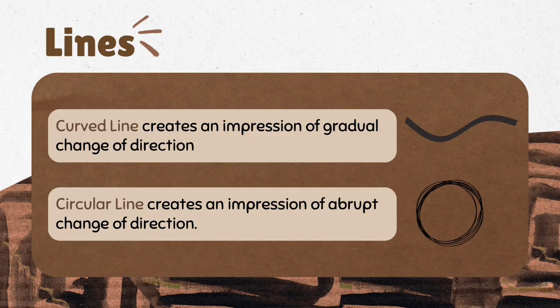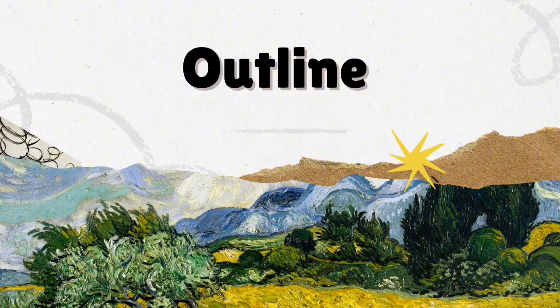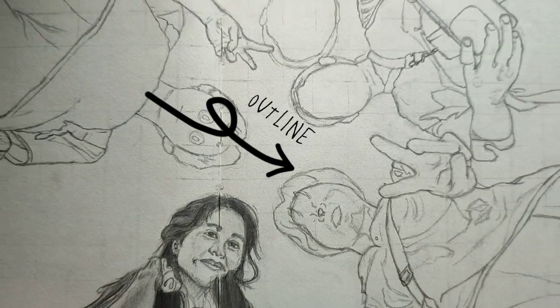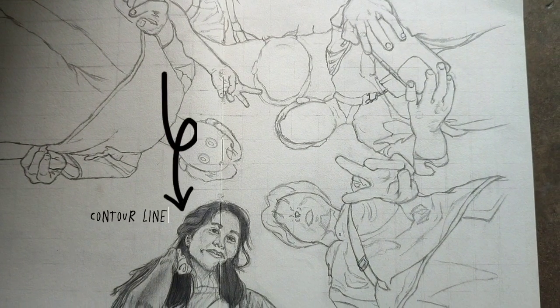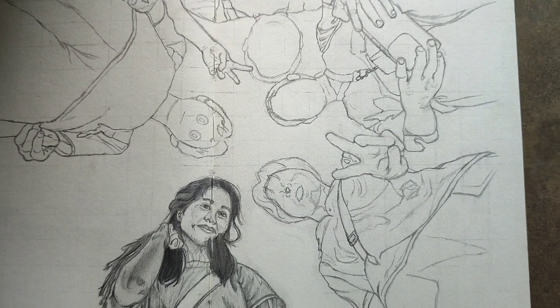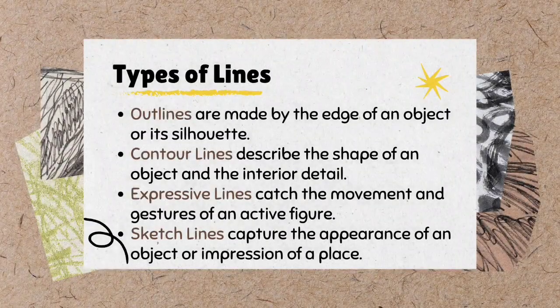Since the line goes around and around, it feels more enclosed and complete, like a circle or a loop. Lines also have different types. First, outlines. Outlines are made by the edge of an object or its silhouette. And artists use contour lines to not only define the outline but also show the surface details of a form. Meanwhile, expressive lines are used to convey emotion, mood, or movement rather than merely describing an object's form.